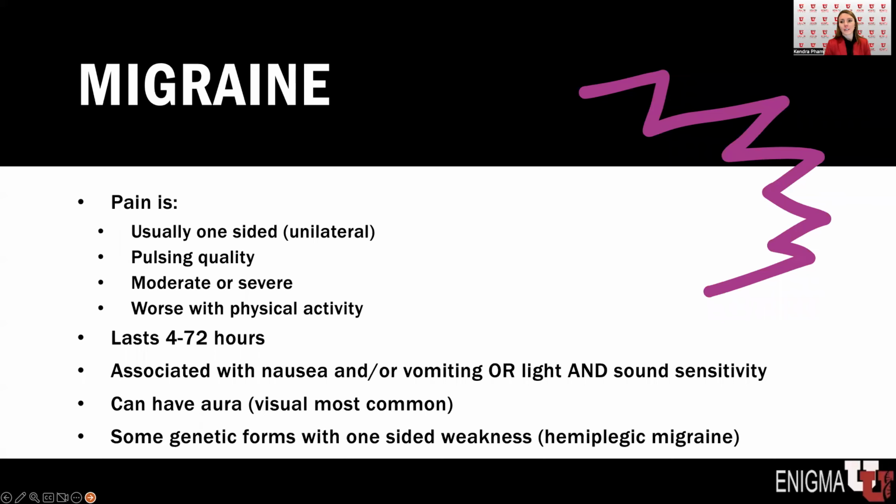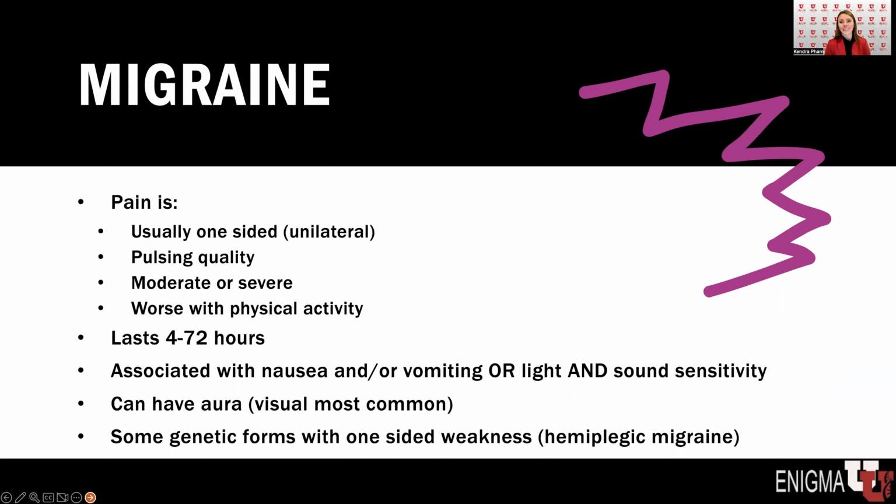Migraine, we typically think of as pain that is one-sided, or what we call unilateral. It is pulsing in quality, it's moderate to severe in intensity, and worse with physical activity. These headaches tend to last between 4 and 72 hours. In children, they can be shorter, around 2 hours. They're associated with nausea and or vomiting, or they can have light and sound sensitivity. They can come with aura. Visual is the most common.